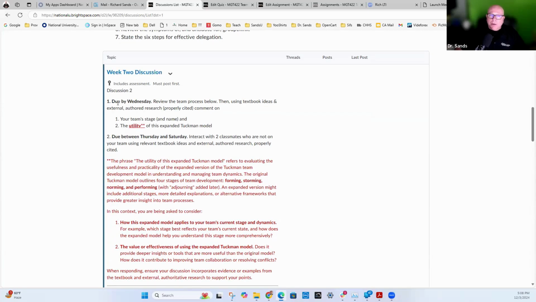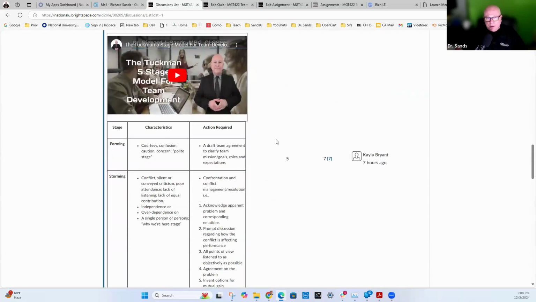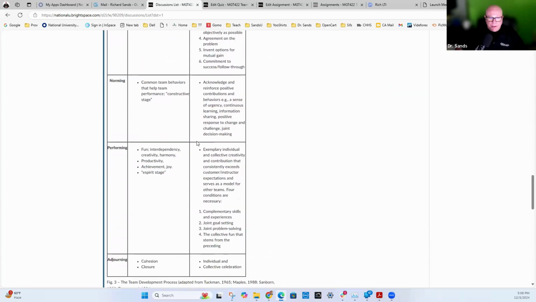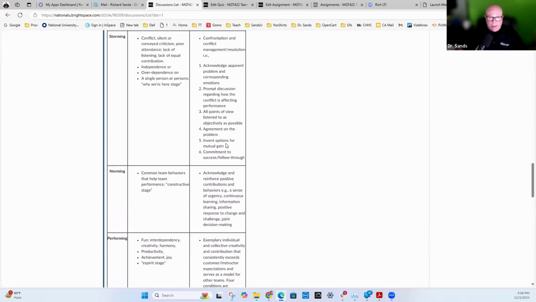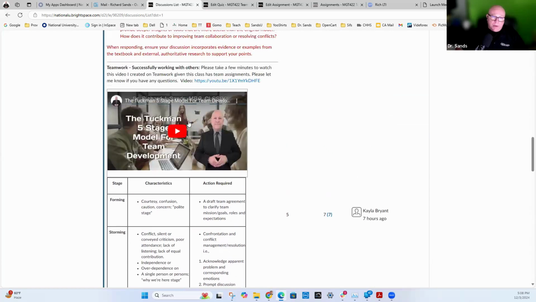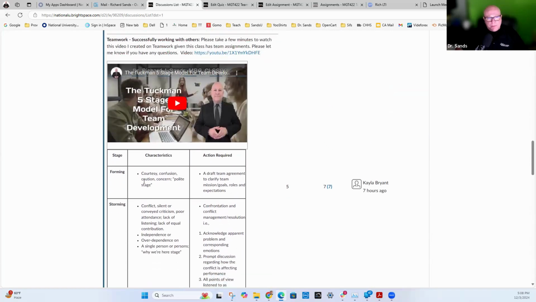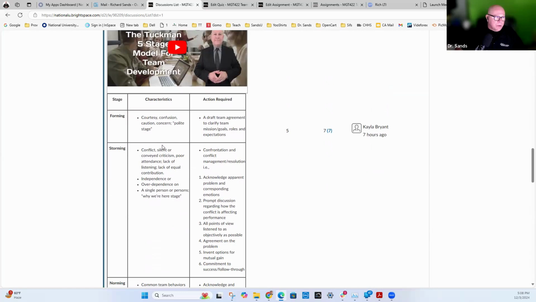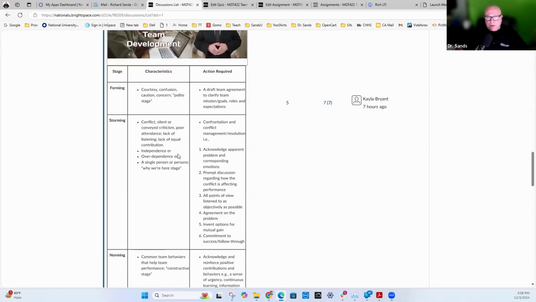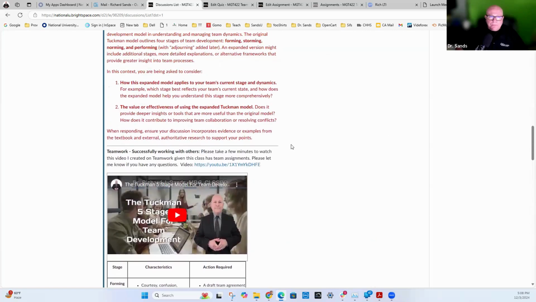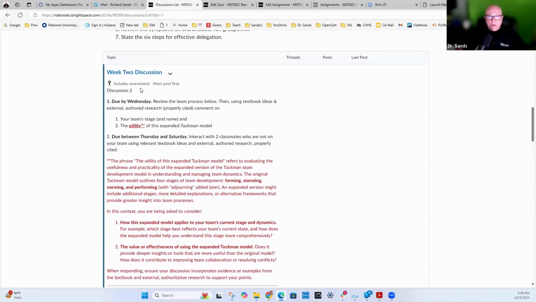For the week two discussion, due by Wednesday, review the team process below, which is the Tuckman 5 stage model that I brought up last week. I created the video, and then there's this table that breaks it down into stage, characteristics, and actions required. It's a nice walkthrough of what that looks like.